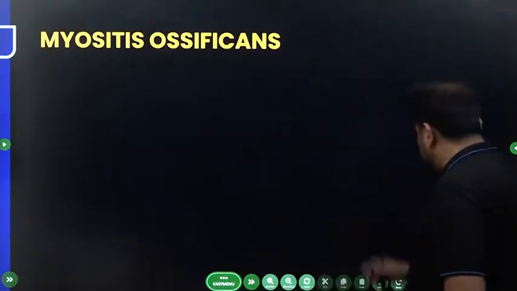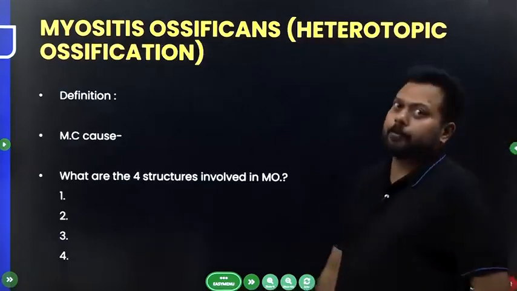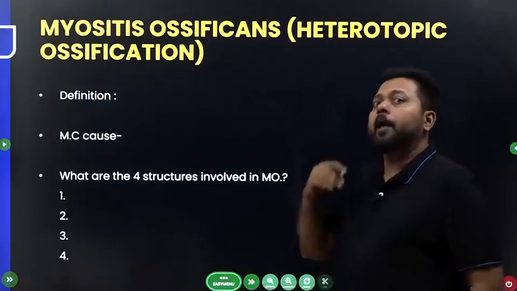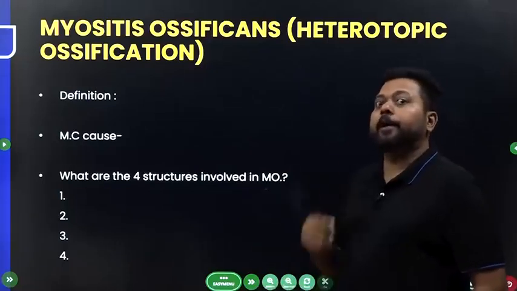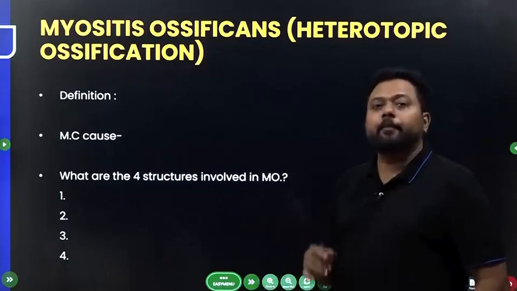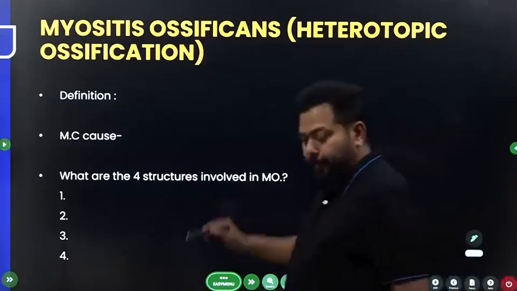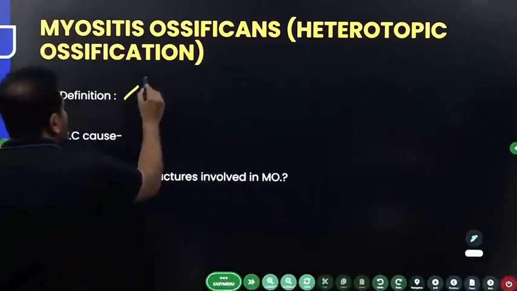Myositis ossificans. Again, a very important area. First of all, you should know the definition of myositis ossificans. Myositis ossificans is otherwise called heterotopic ossification, otherwise called ectopic ossification. So, what's the definition? Ossification happening in an unwanted site is called myositis ossificans. Normally, ossification should happen either enchondrally.